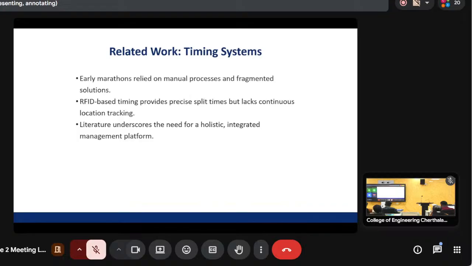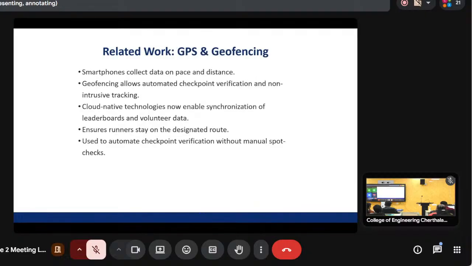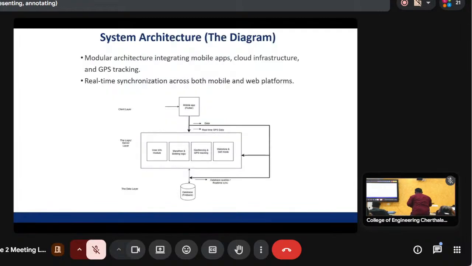We looked at existing systems like RFID timing, which is precise but doesn't track a runner's location between points. We also looked at how smartphones can collect distance and pace. Geofencing allows us to verify checkpoints automatically without needing a person standing there to manually check the runners in.